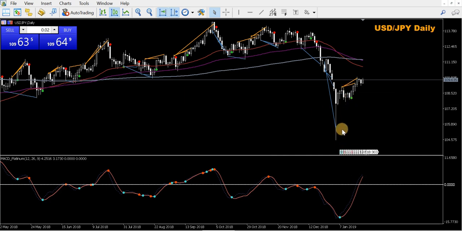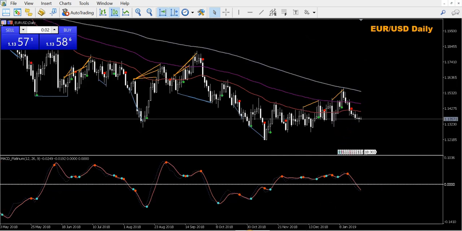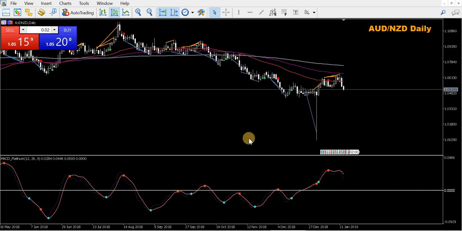USD, Japanese yen, nothing happening. Euro, nothing happening. It's been a terrible pair to trade for a few months now, that site, if you're on the daily charts. Aussie, New Zealand's pretty similar, affected by that flash crash. Just looks like it's heading down now.